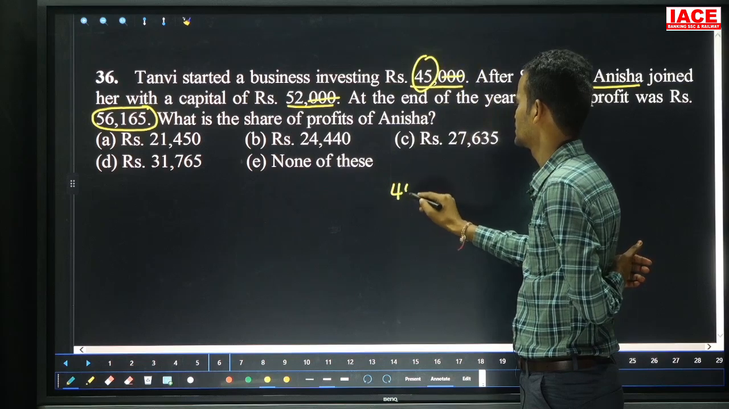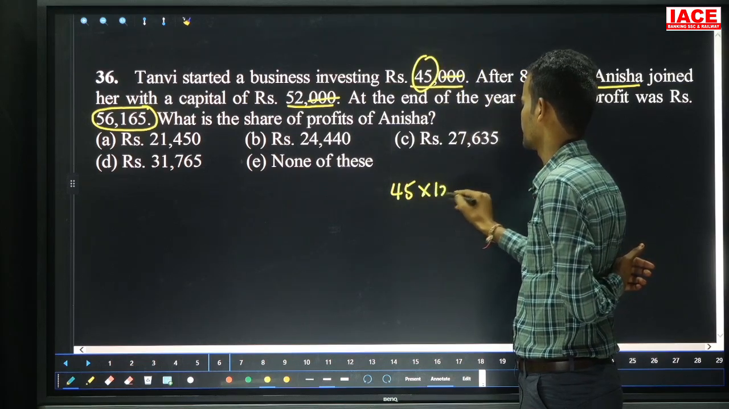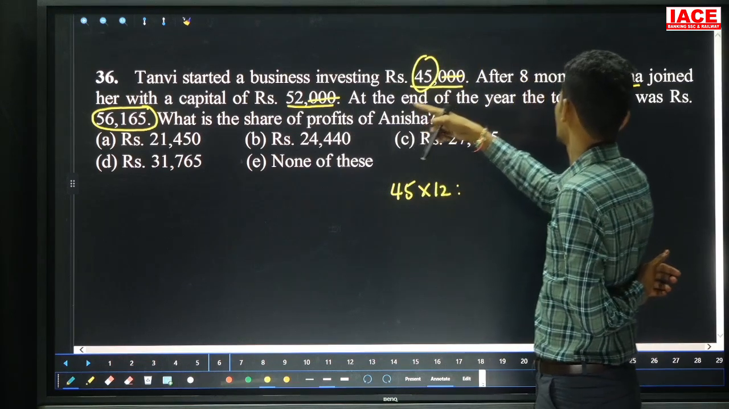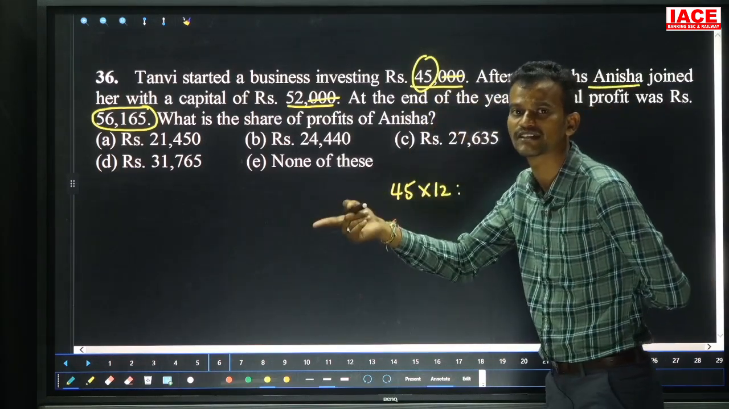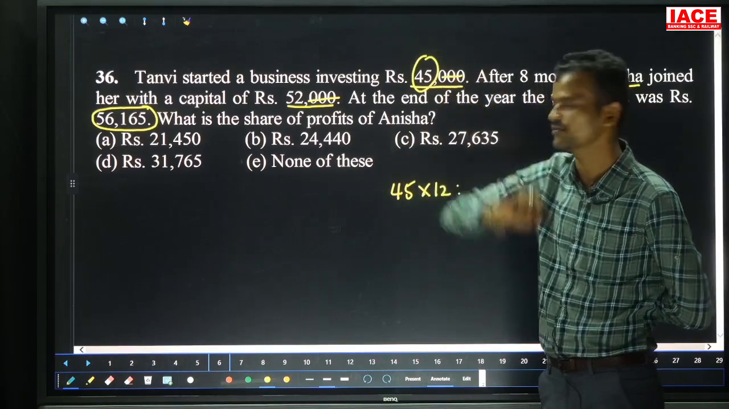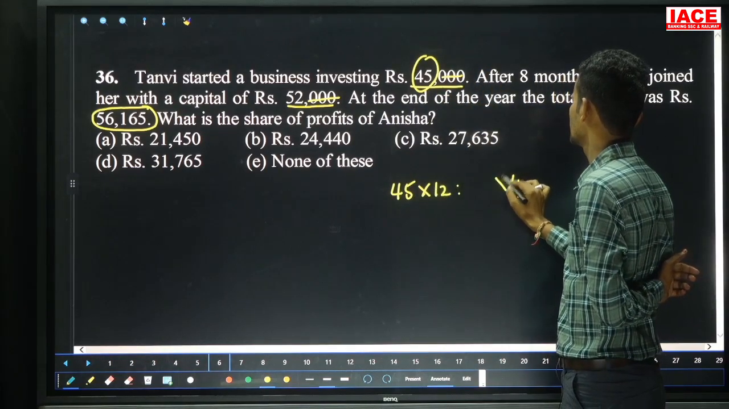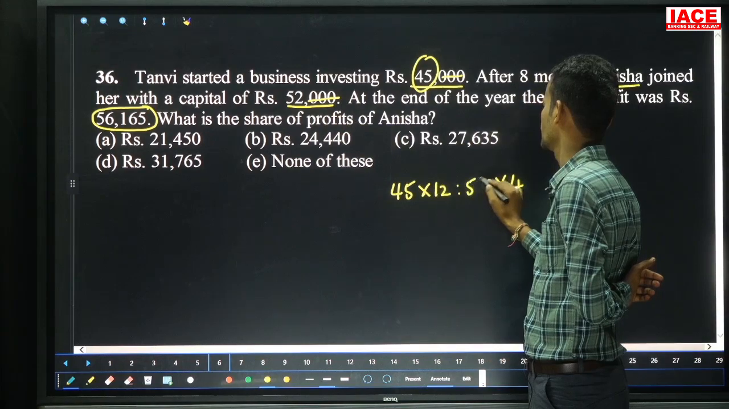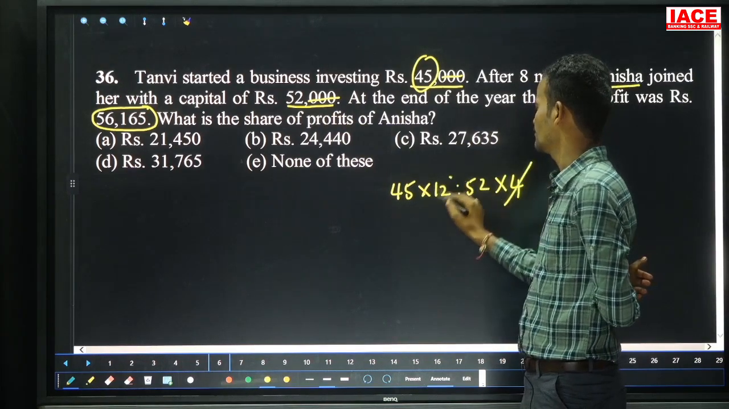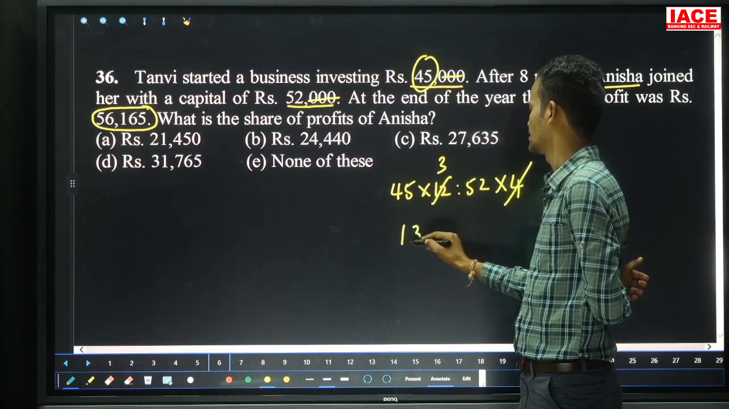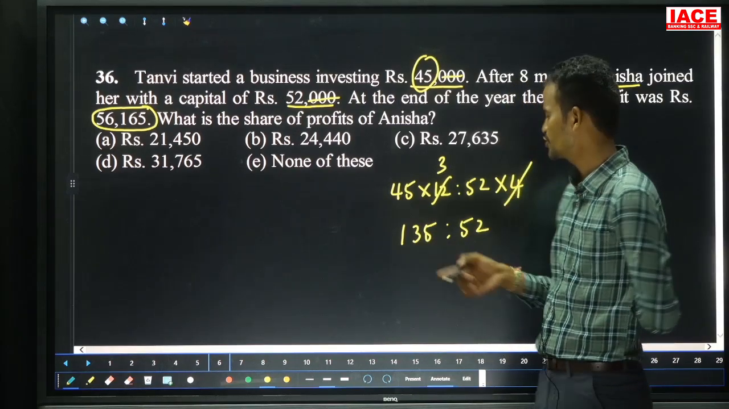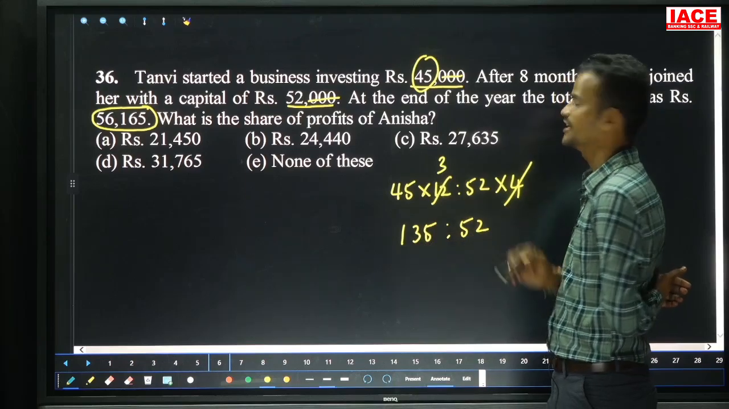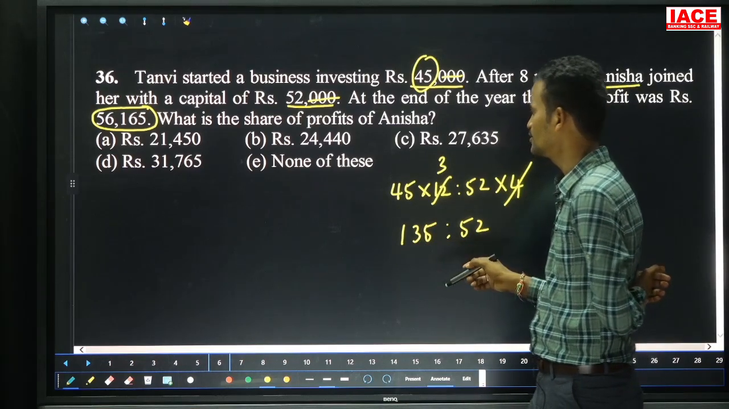45 rupees. She invested for a total of 1 year because she started the business. Anisha joined after 8 months, which means she invested for the remaining 4 months, or not? 4 months. But how many rupees did she invest, sir? 52 rupees. So 4 ones are 4, 45 threes are 135, and 52. So this is the profit ratio of Tanvi and Anisha. What is the total value?